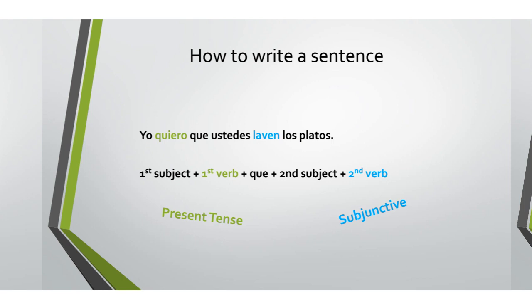But the important thing to see here is that you're really putting two sentences together. So your first sentence has a subject and your verb. Your second part of your sentence has a new subject and a new verb. You're putting those both together with the connecting word que.